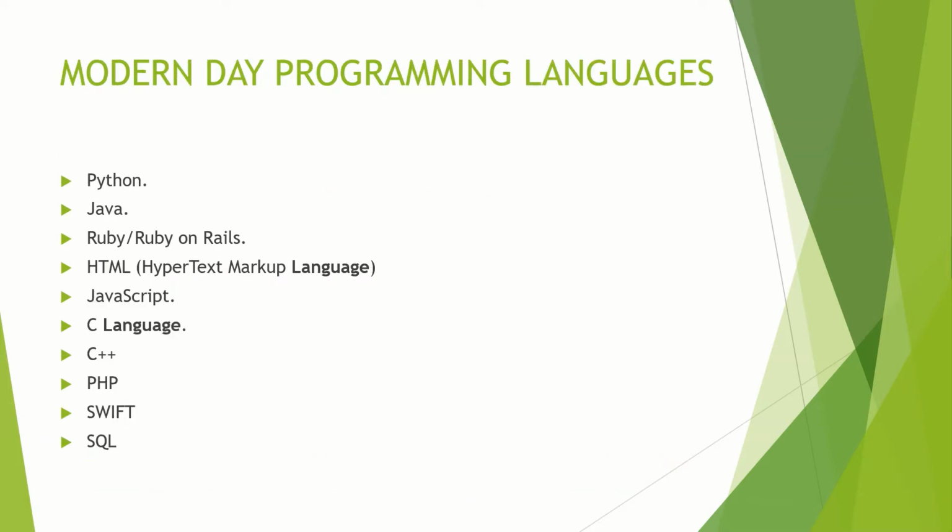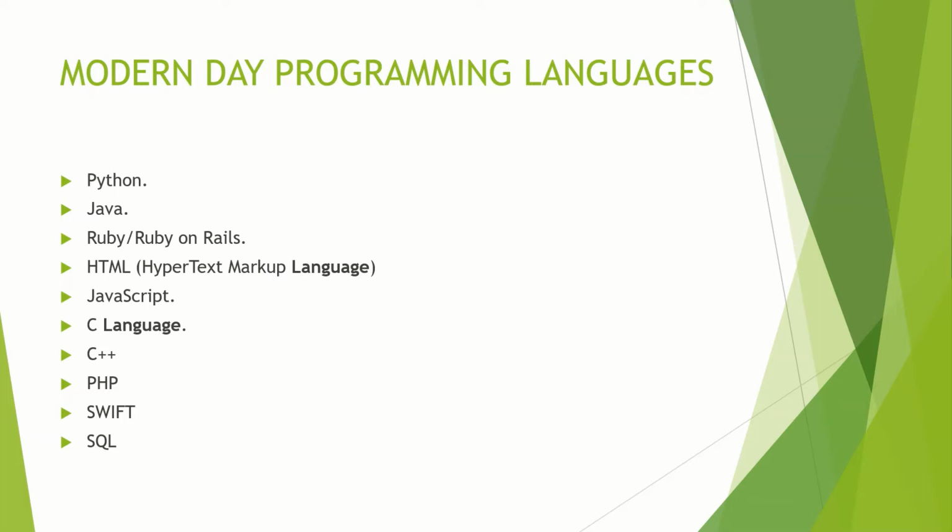Let's move on to modern day programming languages. You may be familiar with these. These are the modern day programming languages. The first one is obvious, Python, then Java, then Ruby, HTML. HTML is usually paired up with CSS for designing the basic structure of websites.